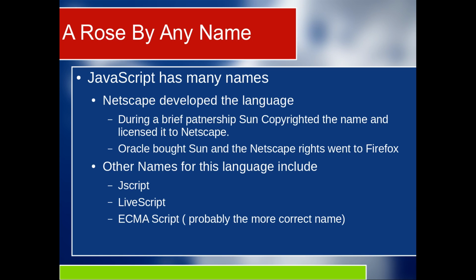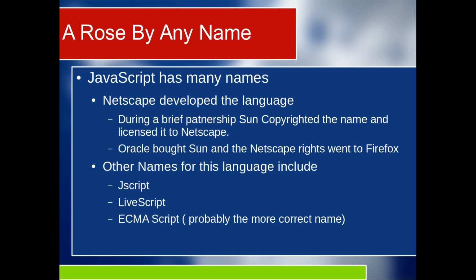Now, another thing that's causing a lot of confusion about JavaScript is the names. JavaScript has a lot of names, and it has to do with historical reasons. First of all, JavaScript, the name, is actually copyrighted, and that copyright is owned by Oracle. Let me go back a little bit. Netscape developed the language, JavaScript.